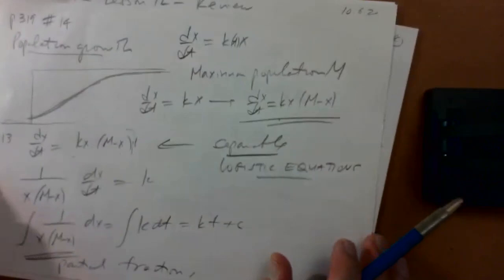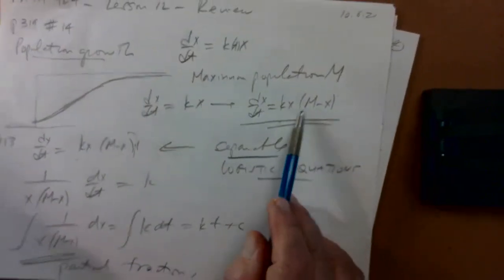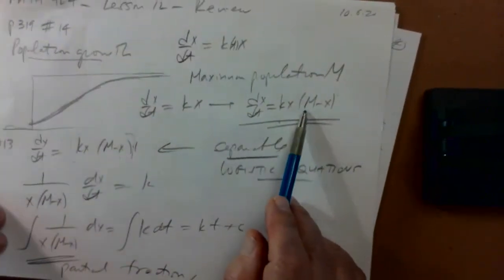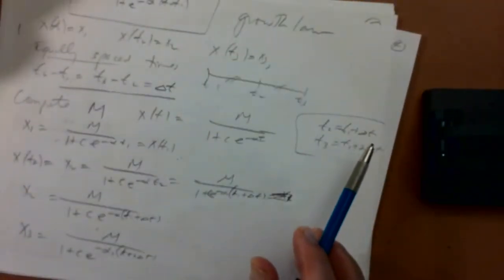So here is our differential equation for population growth, where there's a maximum carrying capacity of the environment, M, and this is a separable equation. We work it out, and we got the solution. This is really the important part of this, and that's as much as I'm going to do.